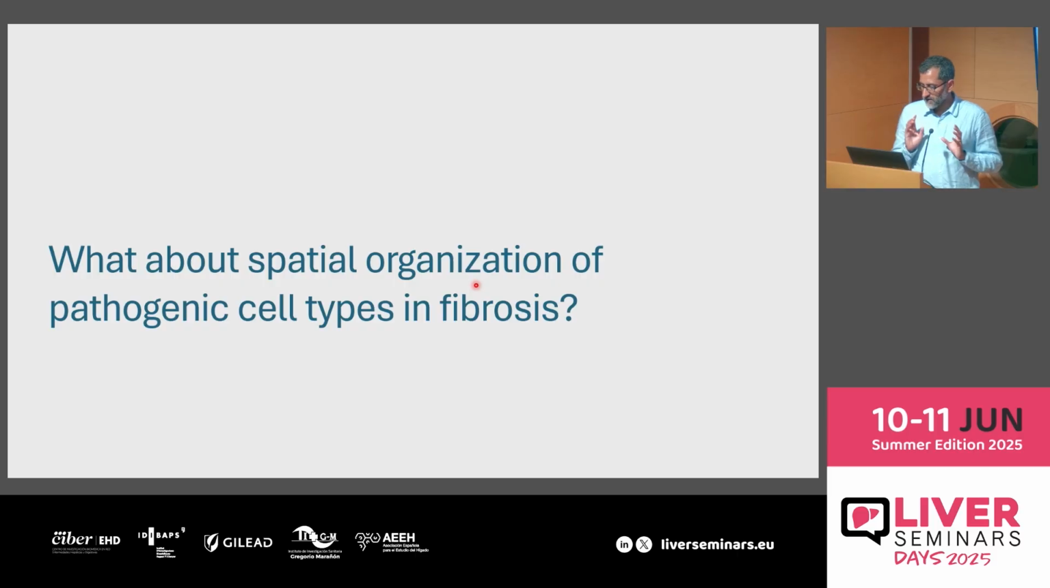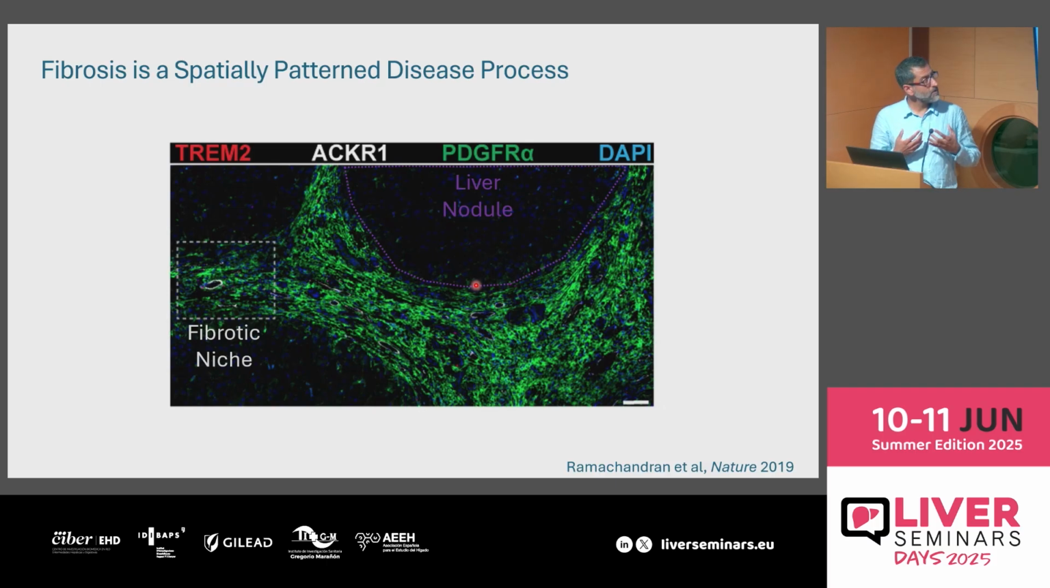So, in the last few minutes, I'm going to talk a bit more about the spatial side of things. What about the spatial organization of these cell types in fibrosis? I've shown this already, but fibrosis is a very spatially patterned process. We know that there are very distinct cells and interactions within these areas of fibrosis compared to more healthy or functional areas of liver tissue. So what we really need to know is which cells are active and functioning in this particular niche.